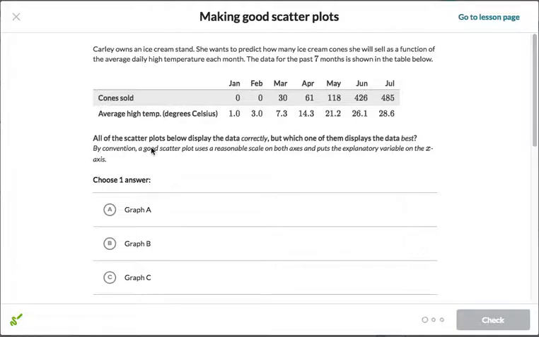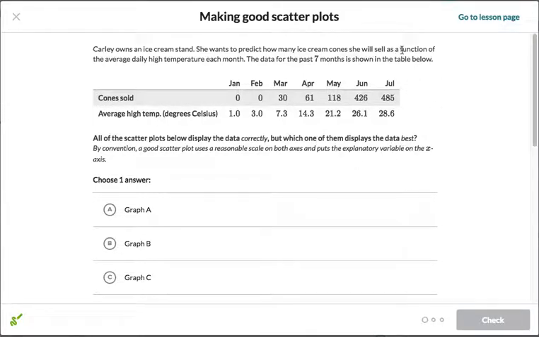So a good scatter plot, it tells you, uses a reasonable scale on both axes and puts the explanatory variable on the x-axis. Well, what is the explanatory variable? Right. So Carly owns an ice cream stand. She wants to predict how many ice cream cones she will sell as a function of the daily average high temperature each month. The data for the past 7 months is shown on the table below. Now, the big giveaway here, we talked about functions before, and when we've got as a function of the average daily, that's your big giveaway right there, because that is the explanatory variable.